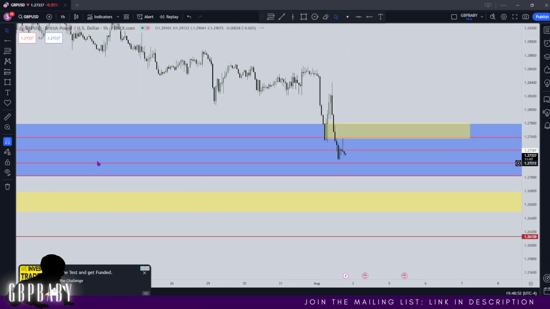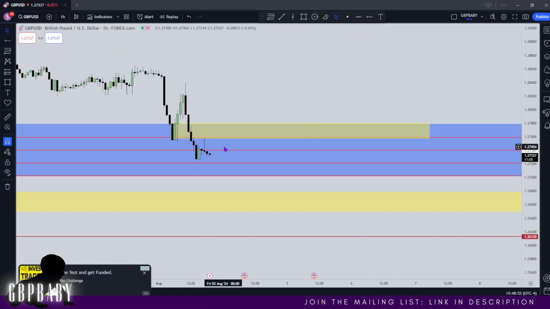We will go to the 1 hour. Let's see. Again, little consolidation, but I'd like to think that if we do reach here, I could look for a potential setup for price. Let's go to the 15 minute.